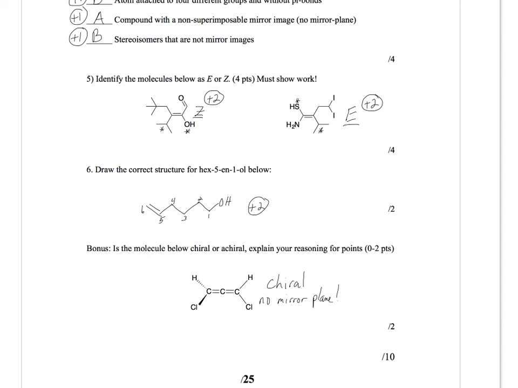Good tough one here. This is chiral because it does not have a mirror plane, right? So this is actually an allene. It's a section in our book at the end of chapter 12 if you want to take a look. But this does not have a mirror plane. People did an excellent job of identifying that.